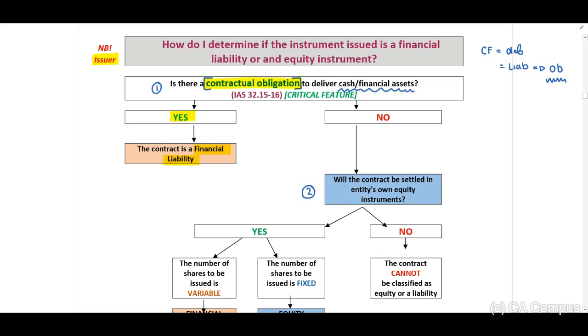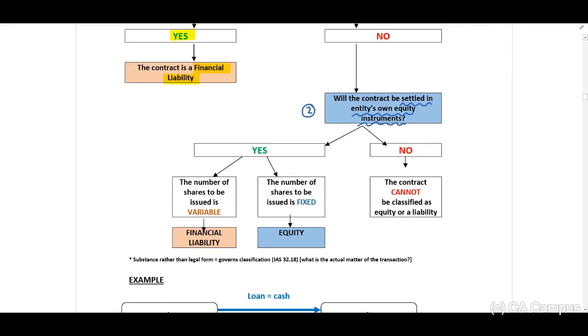Will the contract be settled in the entity's own equity instruments? If your answer is yes, you need to ask question number 3. Will the shares be variable? Yes, this will be a financial liability. Will the number of shares issued be fixed? Then this will be equity. If your answer to question number 2 is no, the contract cannot be classified as equity or liability.